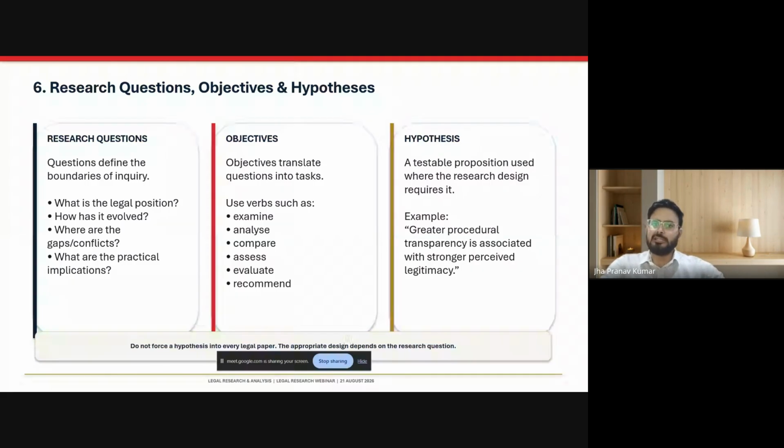Do you understand the term hypothesis? Can anyone please write down in the chat box what you mean by the term hypothesis? You can write in the chat box. I assume that you know research question and objective. What is hypothesis?